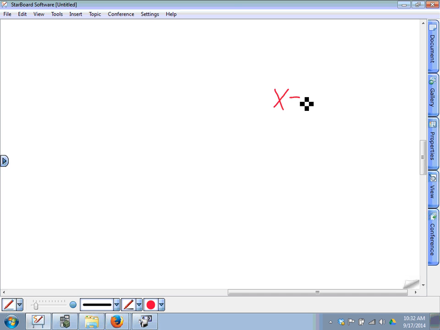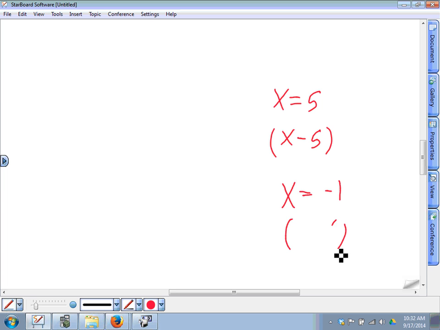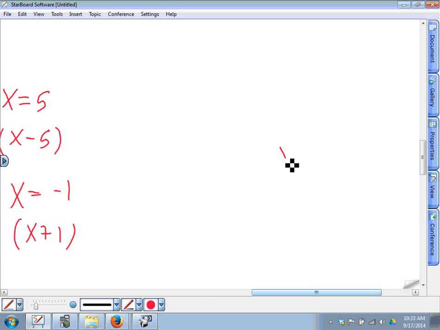Blank screen. If the zero is x equals 5, what's the factor that it came from? X minus 5. This was on your test, by the way. If the zero is x equals negative 1, what's the factor that came from? You guys see most of this, right? The point I'm getting at is what happens when you have a fraction. What if the zero is x equals 3/2? What kind of factor would that have come from?